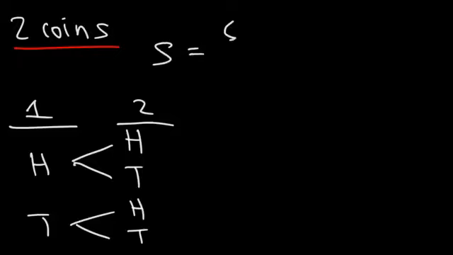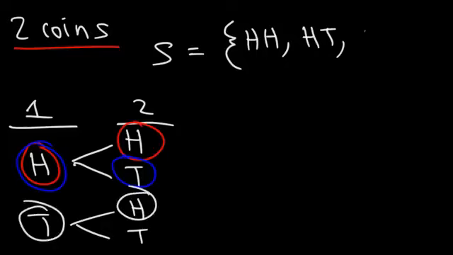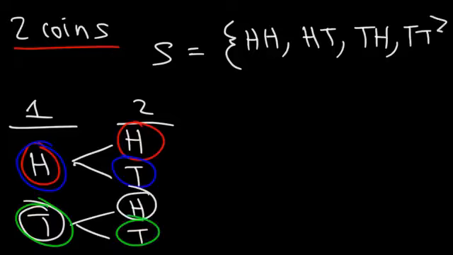So the sample space is going to be the first outcome, which is heads and then heads. So we can write that as HH. The second outcome is heads and then tails. So that's going to be HT. The third outcome is tails, then heads. And the fourth outcome is going to be tails and then tails. So this would be the sample space of flipping 2 coins.